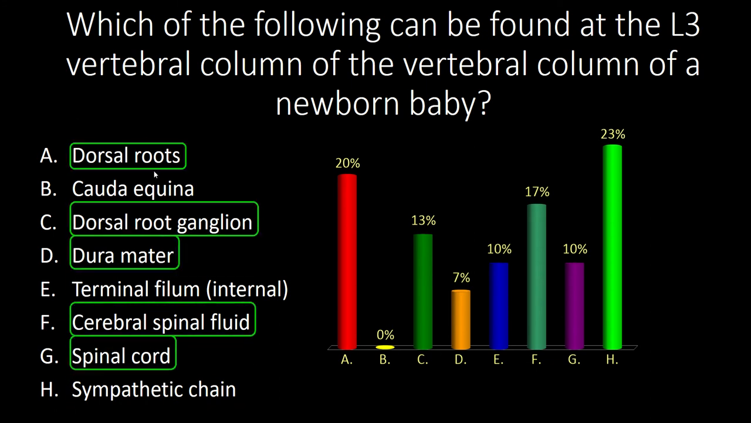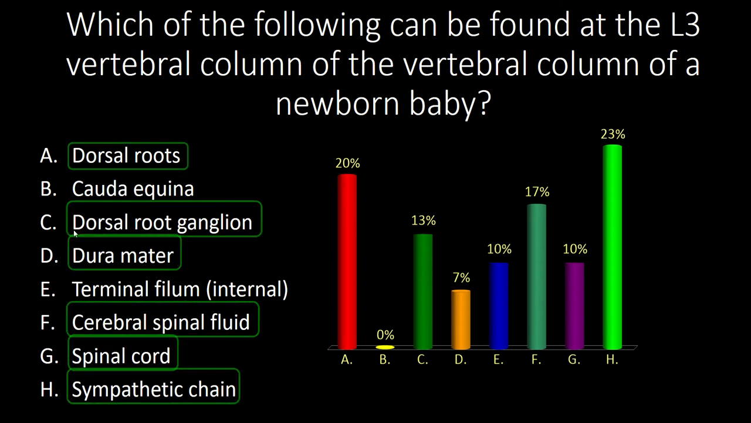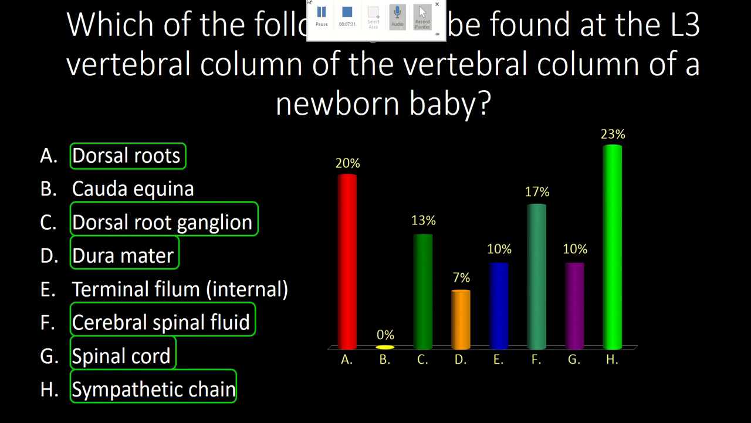And so are there going to be roots? Yes. Is there going to be a dorsal ganglion? Yes. Is there going to be dura mater? Yes. Cerebrospinal fluid? Sure. Is the spinal cord going to end there? Yes, because it's the cauda equina. It's going to be below that. I didn't mean to say cauda equina. I meant to say conus medullaris. My apologies. So the spinal cord is going to end at the conus medullaris, so you know that now.